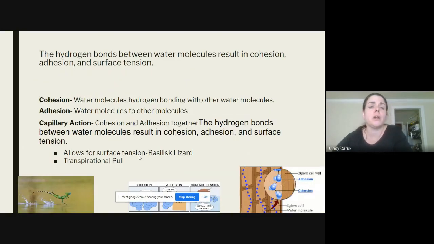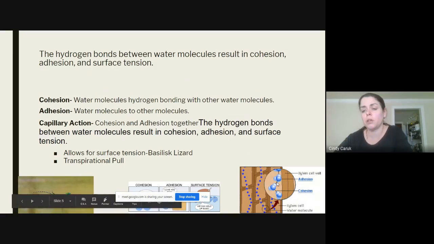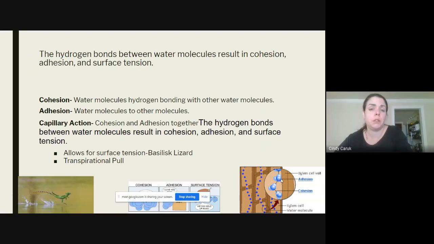Okay, so the hydrogen bonds between the water molecule, these result in cohesion, adhesion, and surface tension. Cohesion, if you look down here, that's the water molecule to water molecule. So this hydrogen here feels positive, the oxygen feels negative, we have a hydrogen bond. Adhesion is water to xylem, okay, or another substance. So it's water to another molecule.